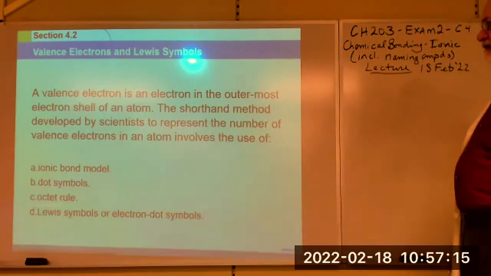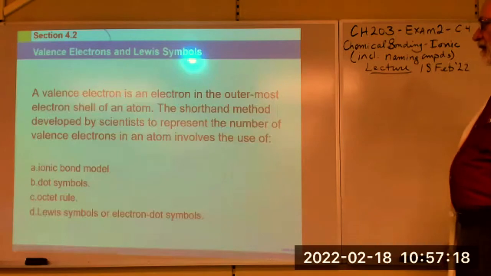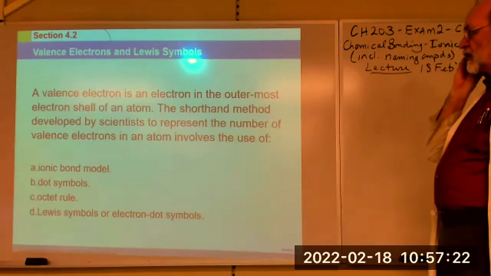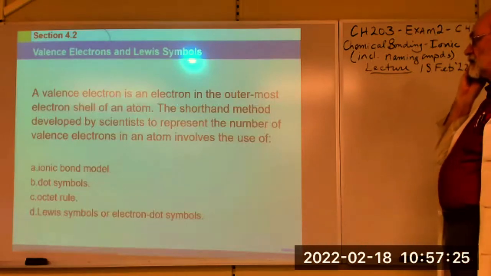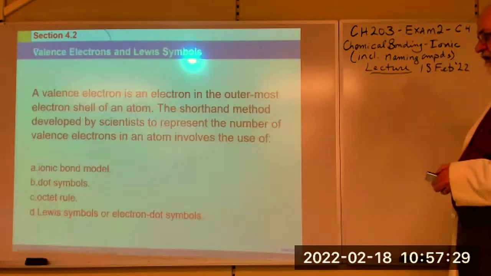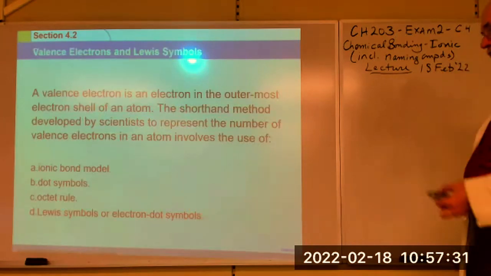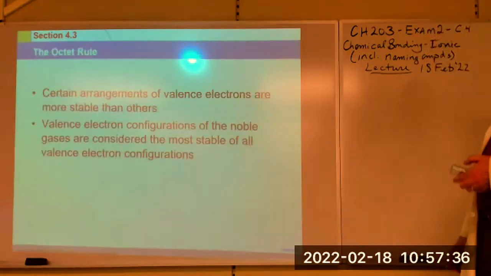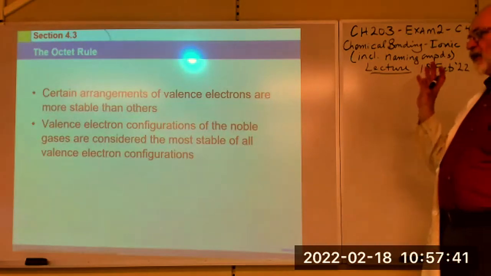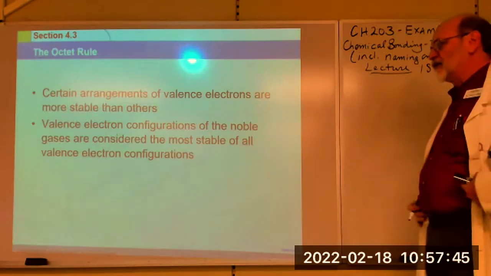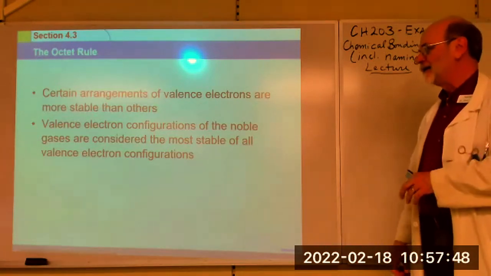This is a test of knowledge. A valence electron is an electron in the outermost electron shell of an atom. The shorthand method developed to represent the number of valence electrons in use was the Lewis symbol, with the Lewis dot structure. I pretty much explained this already. It just seemed like it flowed naturally to get it first rather than wait for the slide.